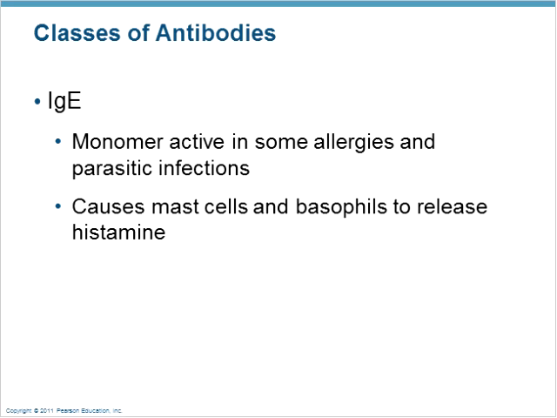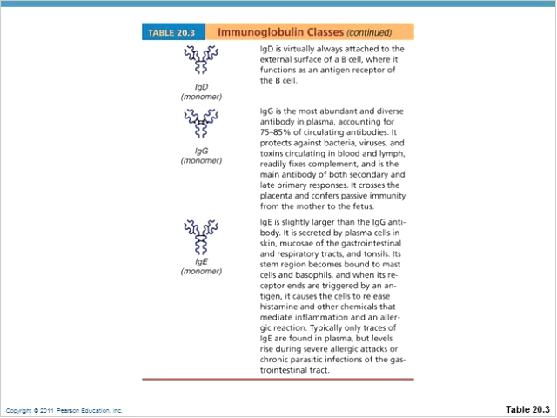We also have IgE antibodies. They are monomers that activate some allergies and respond when parasites get into our body, or parasitic infections. They cause mast cells and basophils to break out those granules they have containing histamine and release it, creating an allergic response. So if you were to take a blood sample from somebody who had a parasite, you would find they had lots and lots of these mast cells, basophils, and eosinophils that help release these histamine granules.